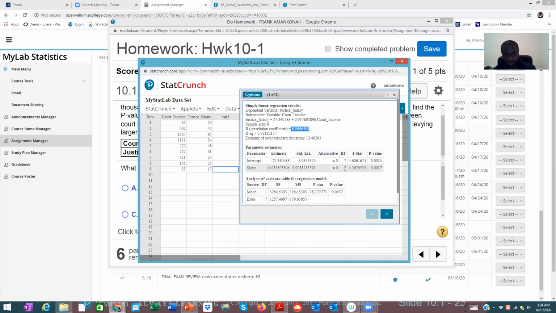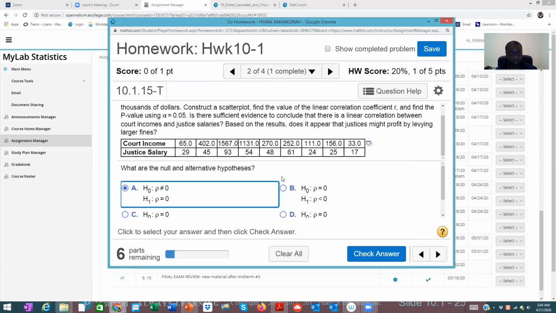So the degrees of freedom is 7. Okay, my p-value is this. The p-value is given as that. All right, this is my test statistic. That's a t, which is given by the formula that I showed you, and I'll show you why we got this. So let's go back and share that.